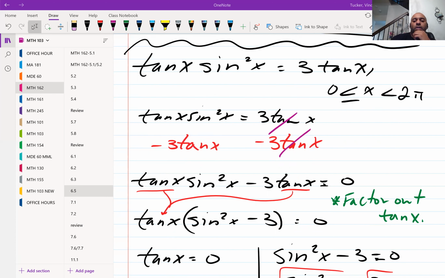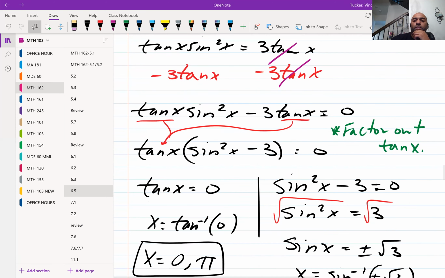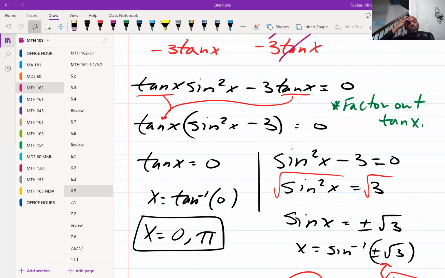All right, so tan inverse of both sides. X is equal to tan inverse of 0. So you want to know where tan x is equal to 0. That's those two spots. X is equal to 0 and pi. Then here we take the square root of both sides. Don't forget square root property. So we have sine x is equal to plus or minus square root of 3.